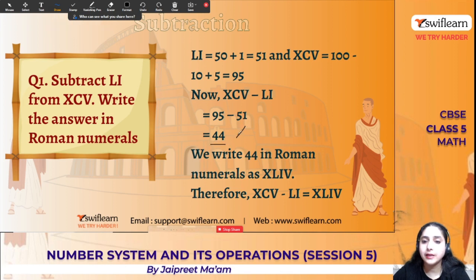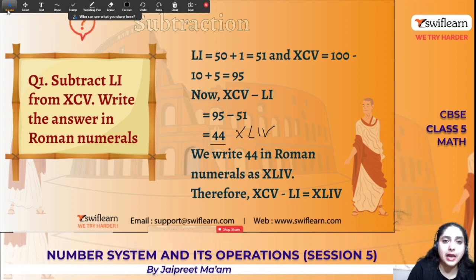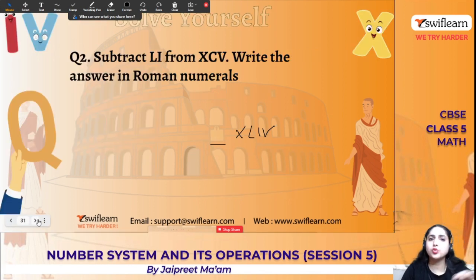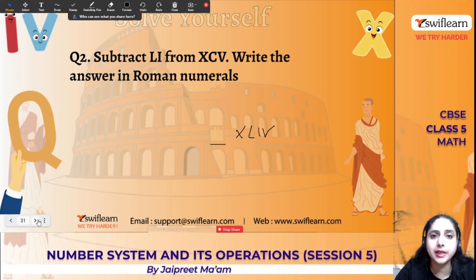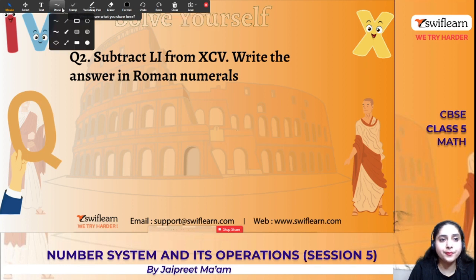So we know XL is 40 and we have to write 4. So it's IV. So the answer is XLIV. Now the two rules, two operations, are clear: addition and subtraction. Let's do an example.